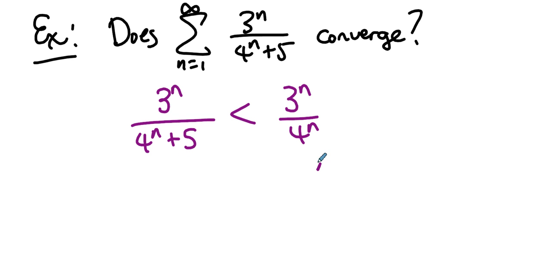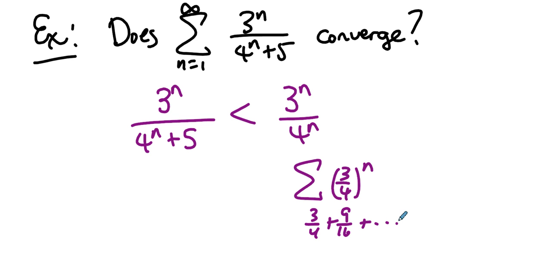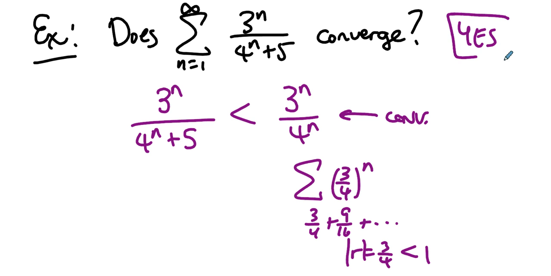What do we know about this? We know that this is the sum of 3/4 to the n, and that's a geometric series. This is 3/4, 9/16, and so on. And r is 3/4, which has an absolute value less than 1. Absolute value of r is 3/4, which is less than 1. And so this series converges, and these terms are less than these terms. So this series converges. That is a direct comparison test.